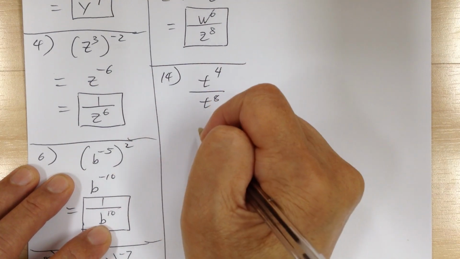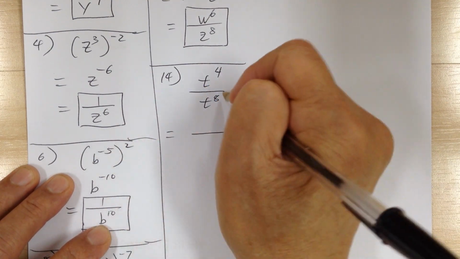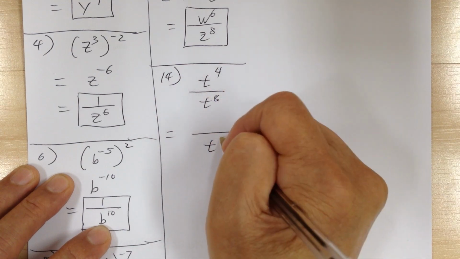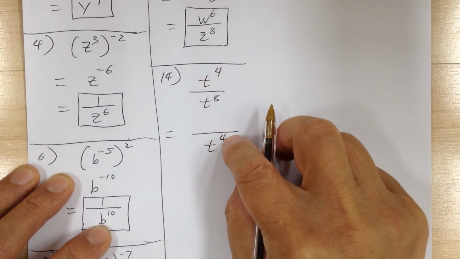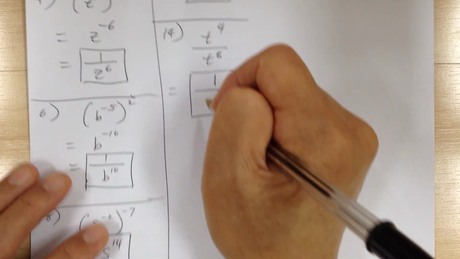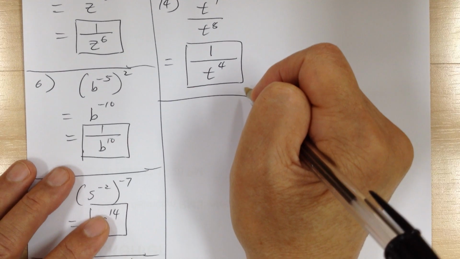Okay, number 14, you got t to the 4 over t to the 8. Now this one, you just use 8 minus 4, so you're going to get left over on the bottom, right? 8 minus 4 gives you 4, and the top would be all gone, and that's it. So whichever is more, it's going to have the left over.